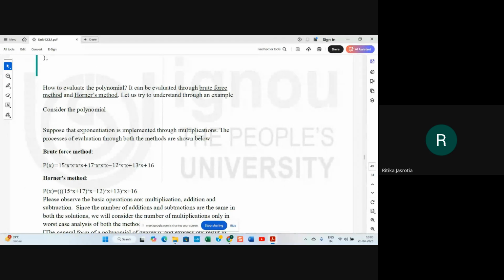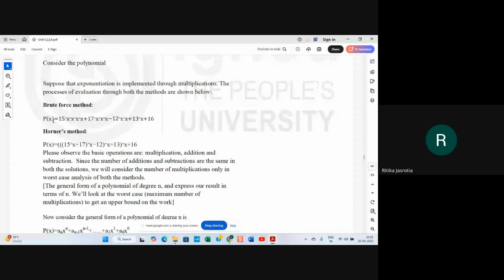Let us try to understand through an example. Consider the polynomial. Suppose that exponentiation is implemented through multiplications. The processes of evaluation through both the methods are shown. So in the brute force method, P(x) is equal to 15x into x to the power 4 plus 17x cube plus 12x square plus 13x plus 16. In computers, it will be written like this: x into x into x into x for x to the power 4, and x cube will be written like this. So this is how you will write it.